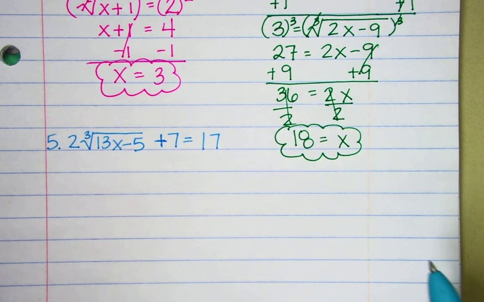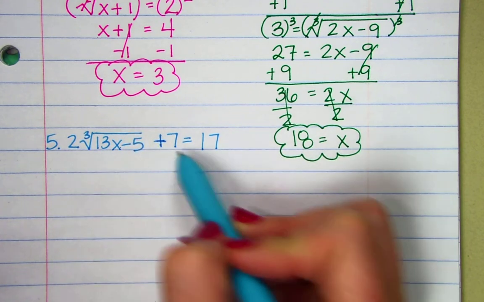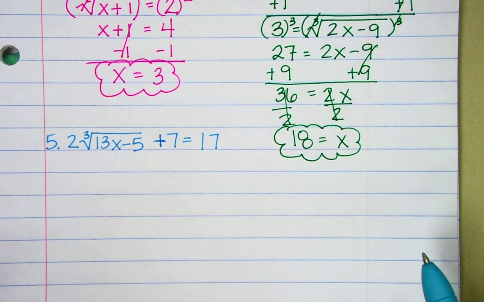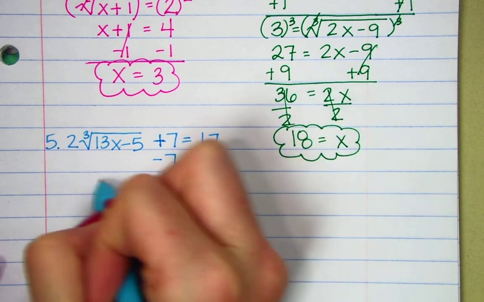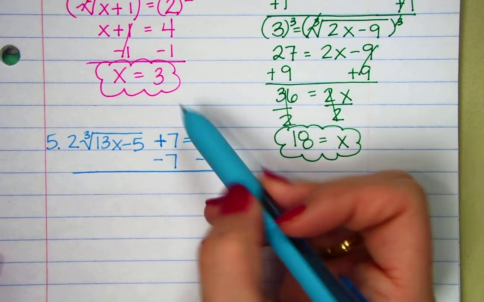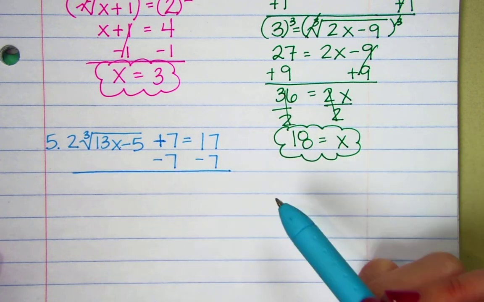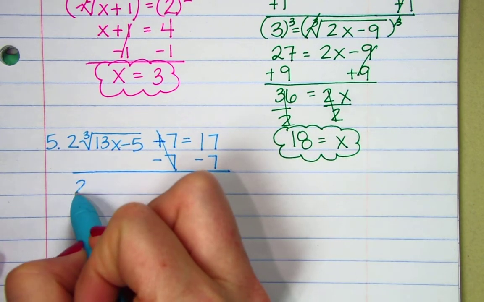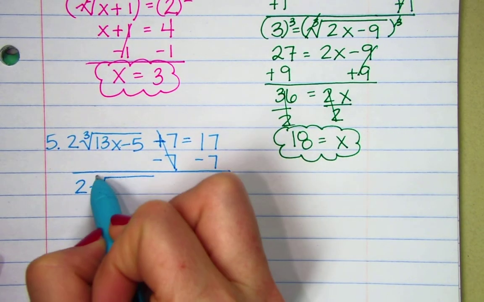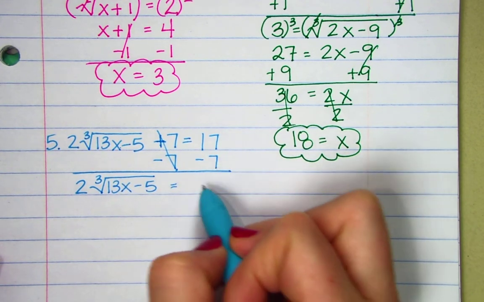Okay, so now remember, we have more than one thing outside of the root, right? The 2 and the plus 7. Which one should we move first? I would say minus 7. Just like normal solving, we'll undo adding and subtracting first and then undo multiplying second. So subtract 7 on both sides. I'm just going to bring down the 2 cube root of 13x minus 5, and 17 minus 7 is 10.